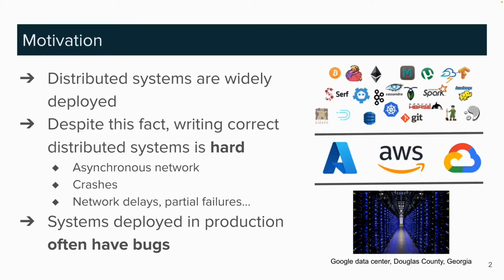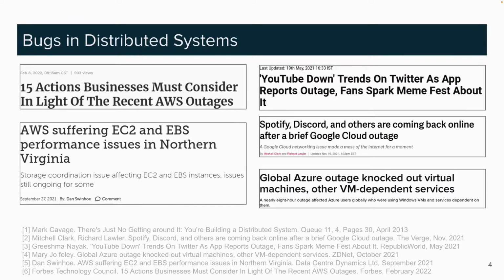Even systems deployed in production often have bugs. In this slide, we can see several real-world examples of bugs in distributed systems that have caused outages. And we can see that this happens even to the largest cloud providers such as AWS, Google Cloud, and Microsoft Azure.